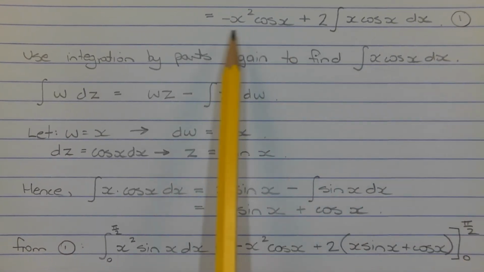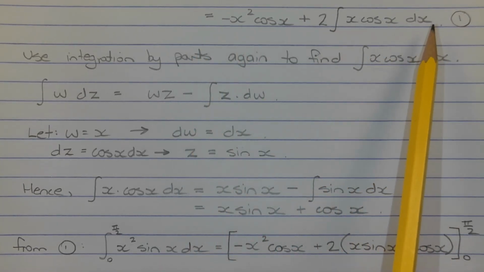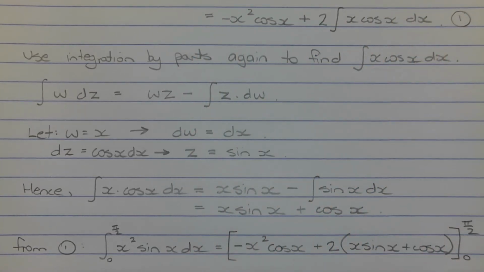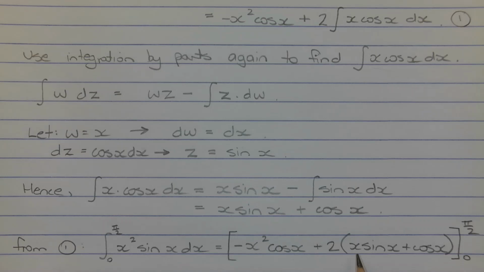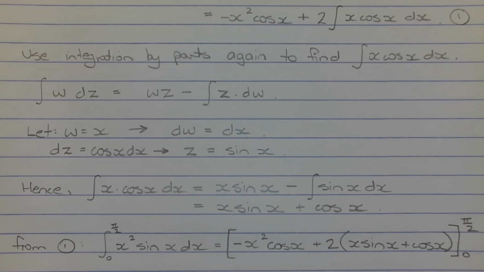So from equation number 1, because we've now worked out this integral, we can combine our results. The integral of x squared sin x dx from x equals 0 to x equals pi over 2 is equal to negative x squared cos x plus 2, this 2 being the 2 here, times x sin x plus cos x in brackets, from x equals 0 to x equals pi over 2.